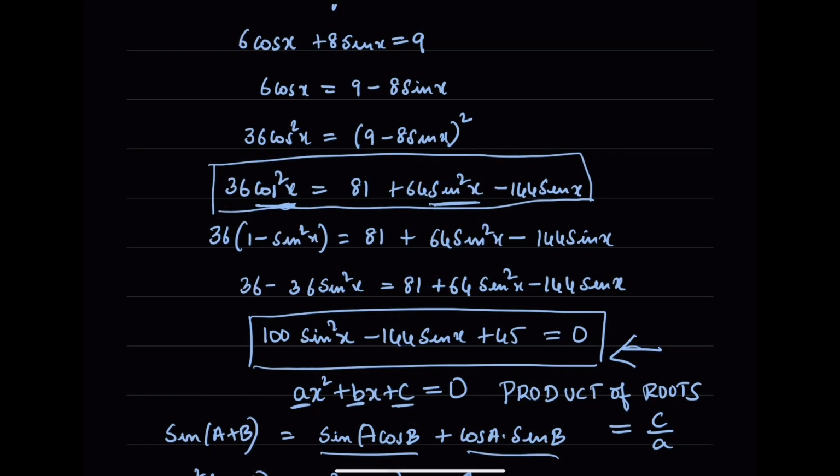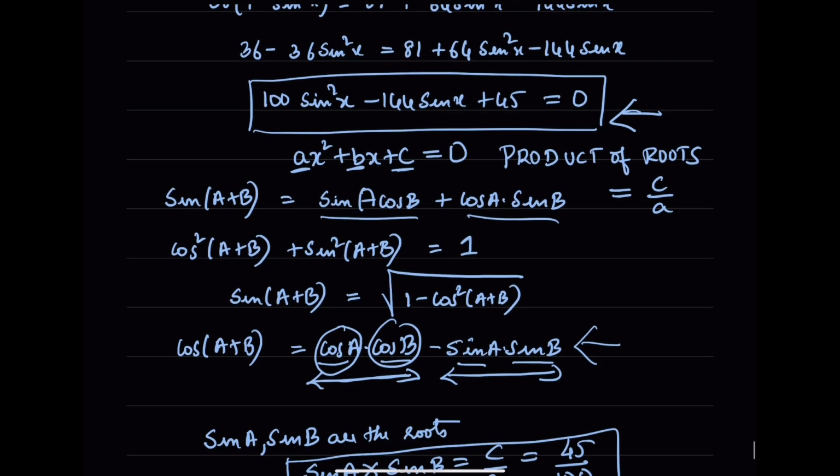So now what we are going to do is rearrange the question so that we can have a quadratic equation with cos a and cos b as the roots. So 6 cos x plus 8 sin x is equal to 9. Let's write that down here. 6 cos x plus 8 sin x is equal to 9. Now what we'll do is, we will have 8 sin x is equal to 9 minus 6 cos x.